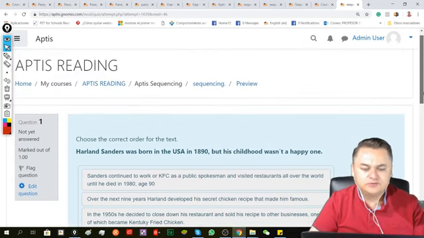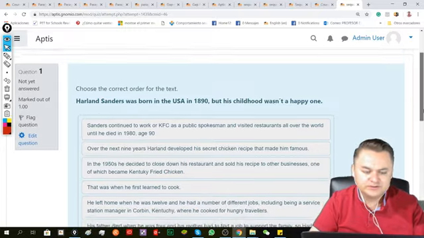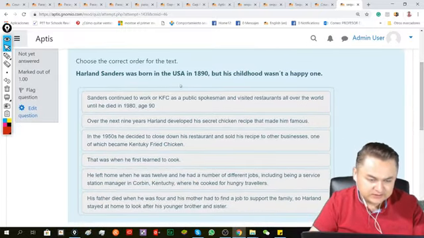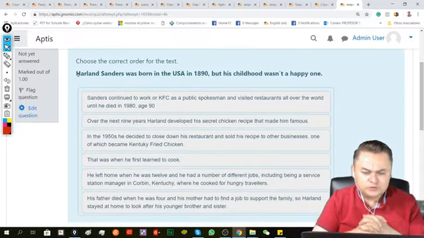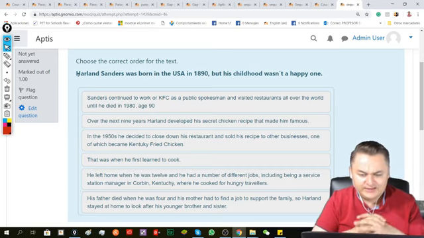Now we are going to do an exercise based on sequencing. So here's the first sentence. Harlan Sanders was born in the United States in 1890, but his childhood wasn't a happy one.